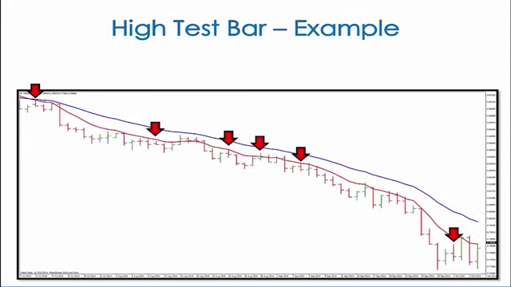Now here we are looking at a chart again. This is actually a chart that you will have seen earlier looking at the ringed highs, but this chart now is looking at the high test bars. So you'll notice there's nowhere near as many arrows as we had previously. These are a lot more selective.